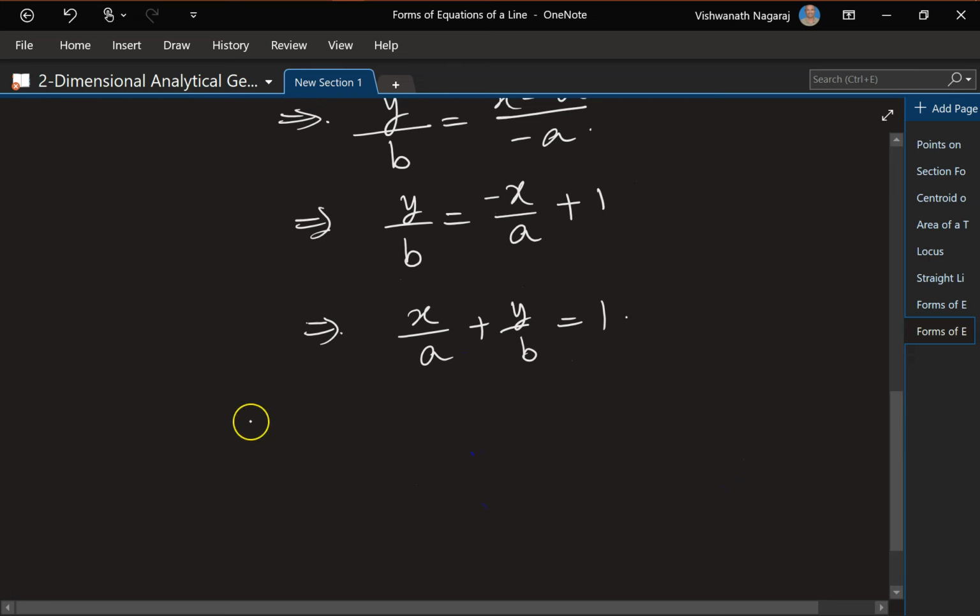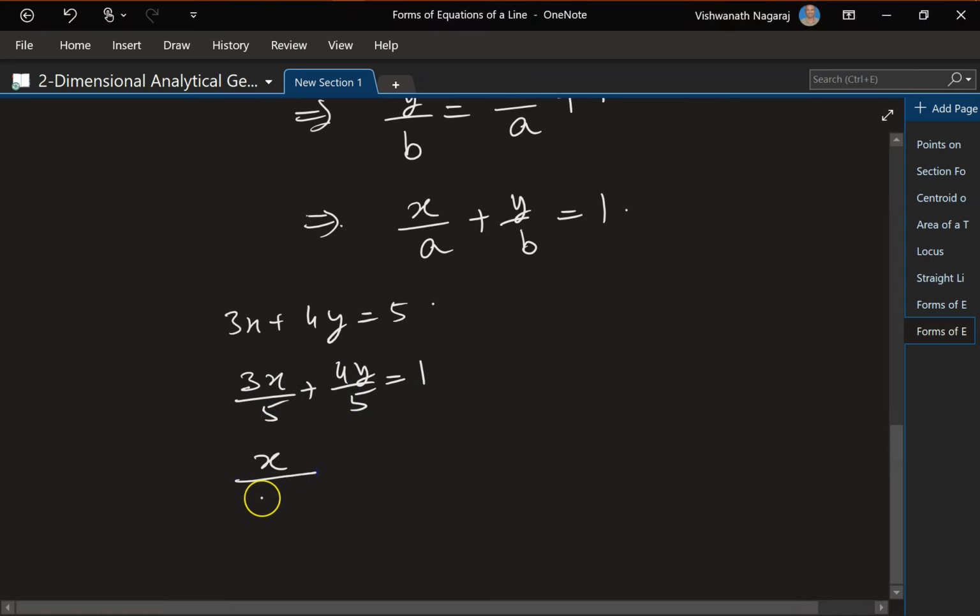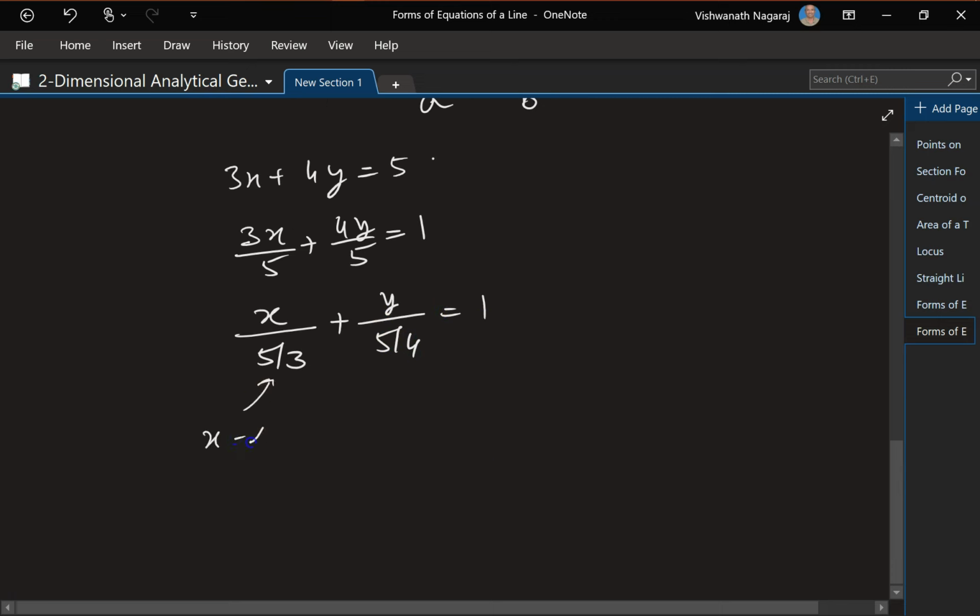Okay, so let's say 3x plus 4y is equal to 5. So let's divide the entire thing by 5. So what do we get? 3x by 5 plus 4y by 5 equal to 1. Now this can be written as x by (5 by 3) plus y by (5 by 4) equal to 1. So this gives the X-intercept and Y-intercept.